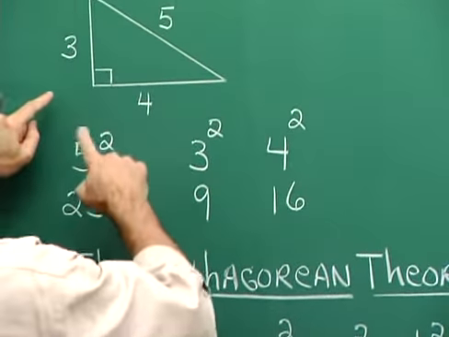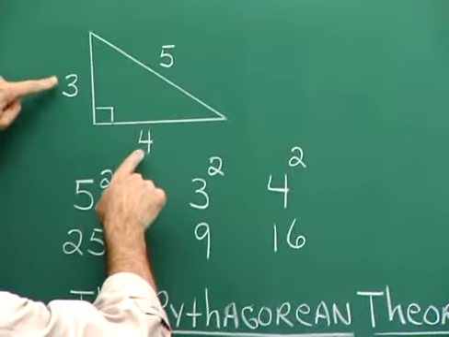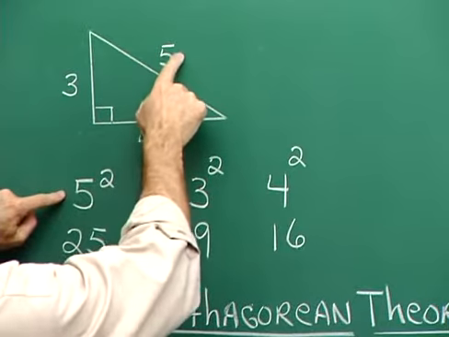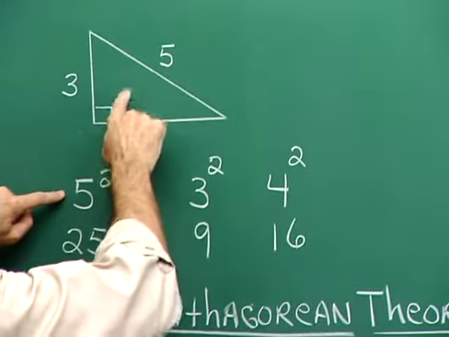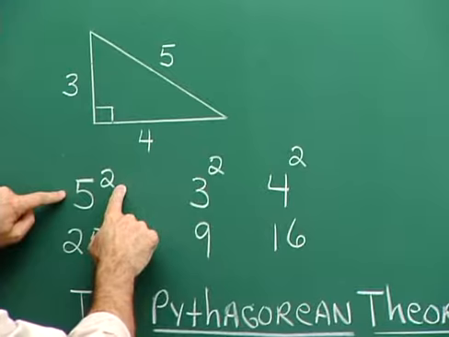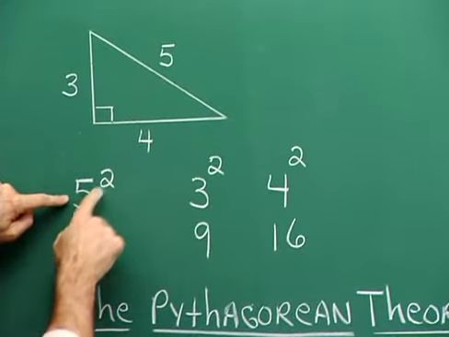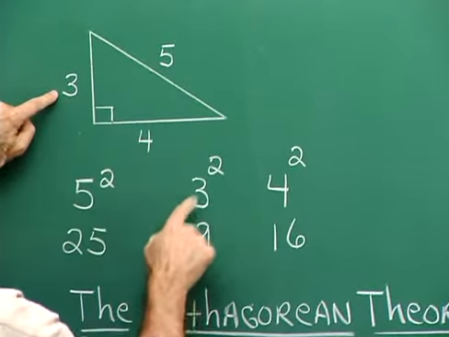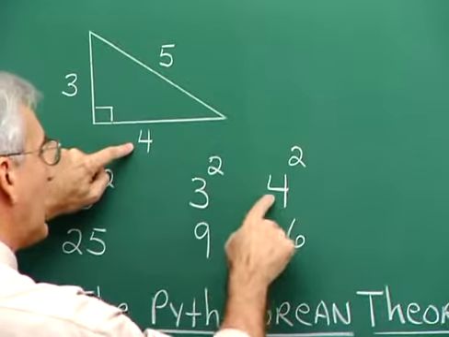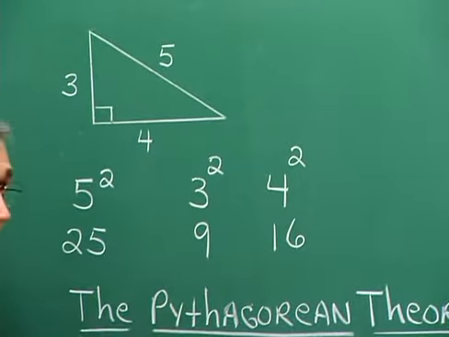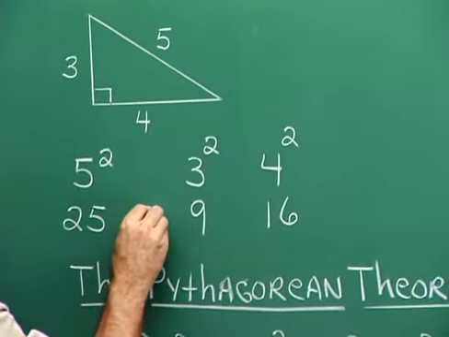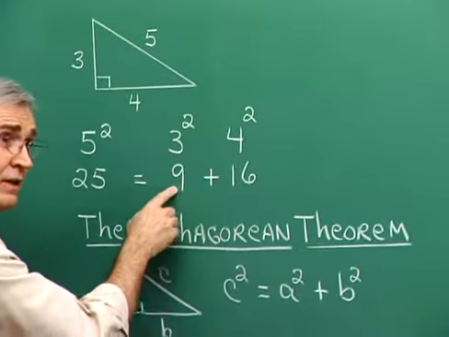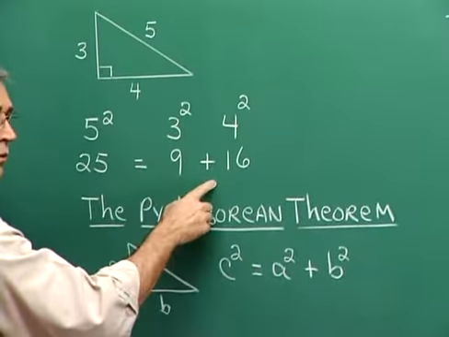But notice that I have a right triangle here, and I have labeled the lengths of the sides. Here's what I want you to notice, that this side, now remember the side opposite the right angle is called the hypotenuse. If I square the hypotenuse, if I square the 5, I get 25. If I square this leg, 3, I get 9. If I square this leg, 4, I get 16. But notice this, that 25 is equal to 9 plus 16. 16 and 9 is 25, you see? So these are equal to one another.